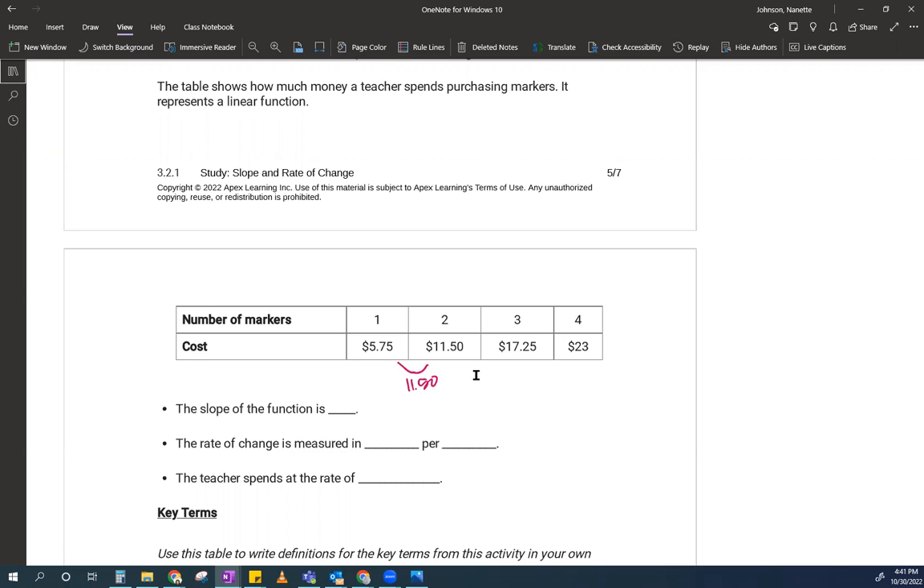And that makes sense because, right, the first set of markers cost $5.75. The second set would also cost $5.75. Right. Okay, so then the slope of the function is $5.75. The rate of change is measured in dollars per marker, I guess, or sets of markers. I'm not sure. It just says markers. So we'll just say dollars per marker. And then it says the teacher spends at a rate of $5.75 per marker.